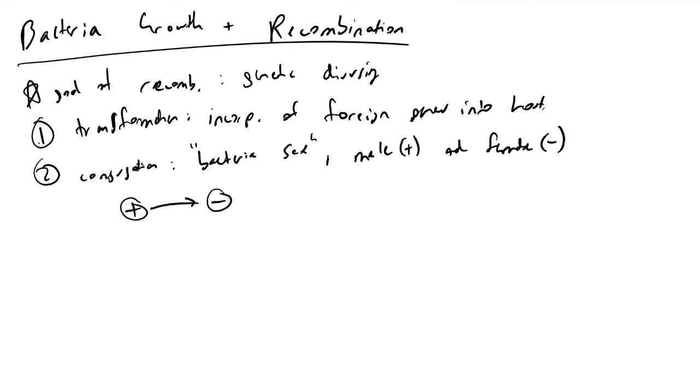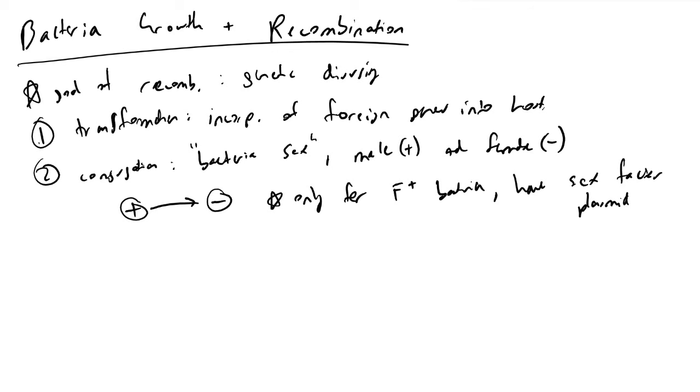And this is only happening in bacteria that are considered F positive. This is only for F plus bacteria. And what that means is that these bacteria have the sex factor plasmids. And the reason you need these sex factor plasmids is because you need to form these pili between these two individual bacteria cells in order to do this. And not all bacteria have this capability. So F minus don't.